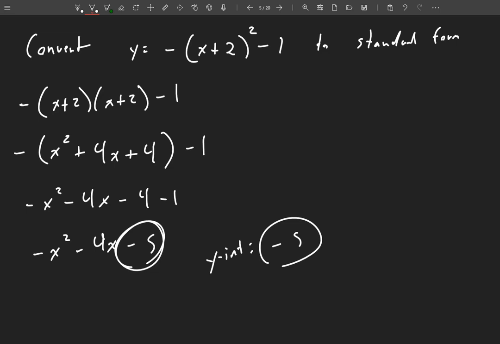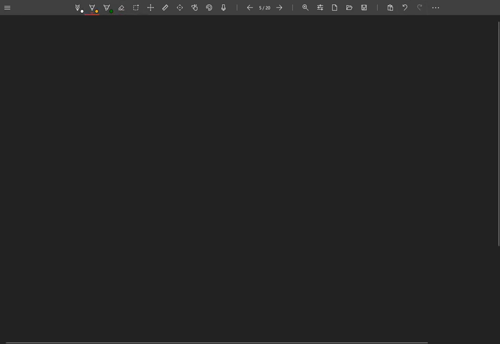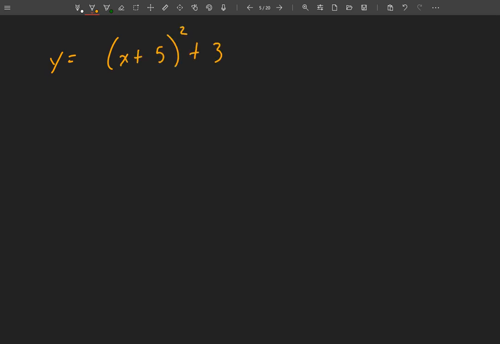Now that's one way to find the y-intercept. There's another faster way. Two ways to think about it, in fact. Let me use a different example, because that one's a little less intuitive. Let's say I give you this, (x + 5)² + 3.